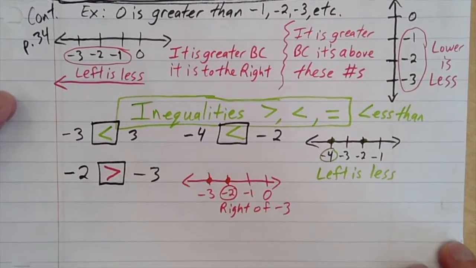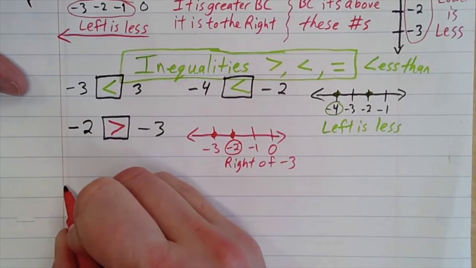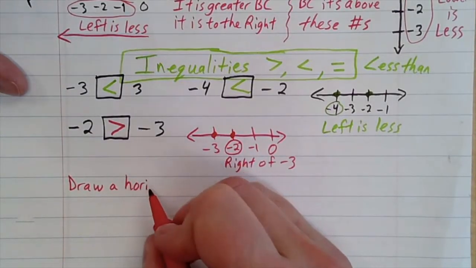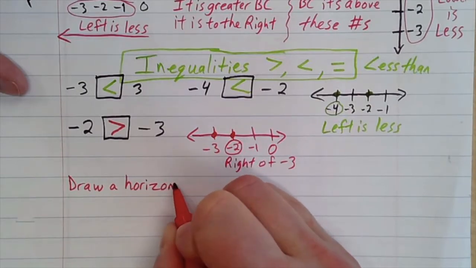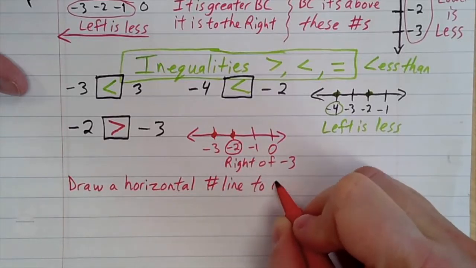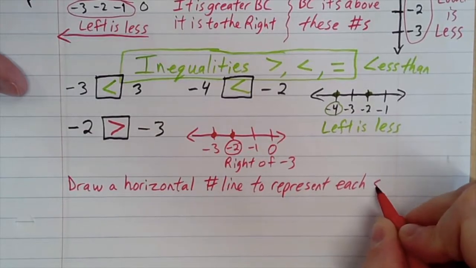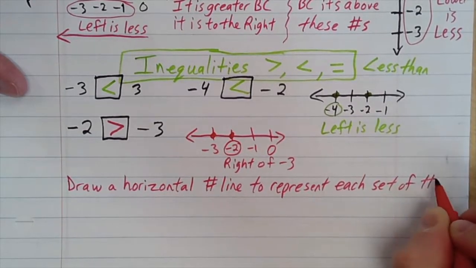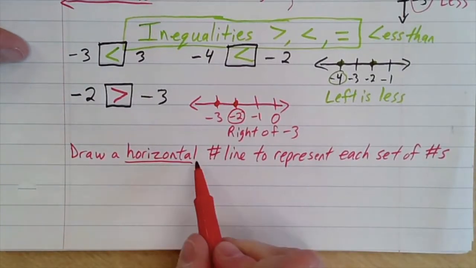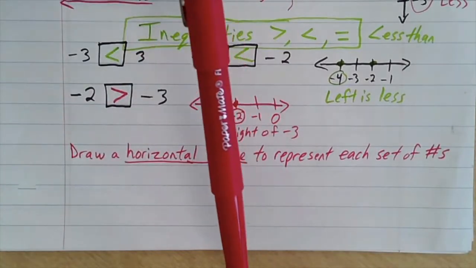Some of your directions are going to ask you to draw a horizontal number line to represent each set of numbers. So you need to know how to draw number lines. Horizontal, you need to know that a horizontal number line is going side to side, looking at the horizon. Vertical would be up and down.